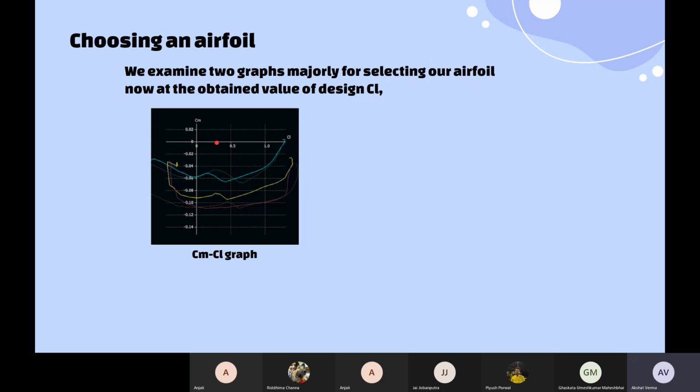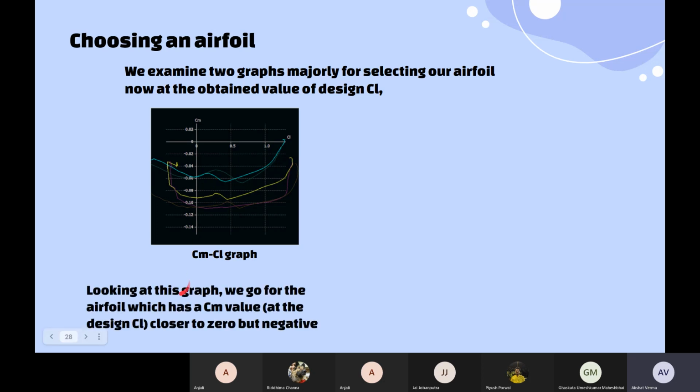So let us assume that our design CL is around 0.25. That will lie here, right? So if our design CL lies here, we will check the graphs at this location only. Looking at this graph, we will go for the airfoil which has a CM value closer to 0 but negative at the design CL. So among these two graphs, we will choose this blue graph, that is the airfoil which has this blue curve.